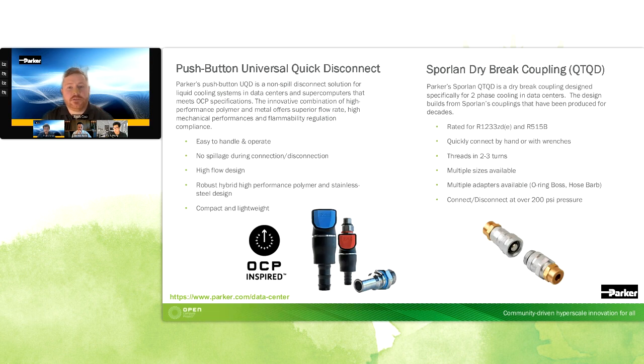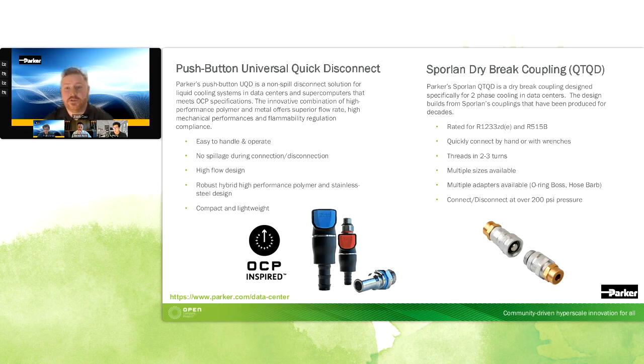The next slide is going to be our push button UQD. So a quick disconnect option there, easy to handle and operate, and it has a no spill quick disconnect option as well.